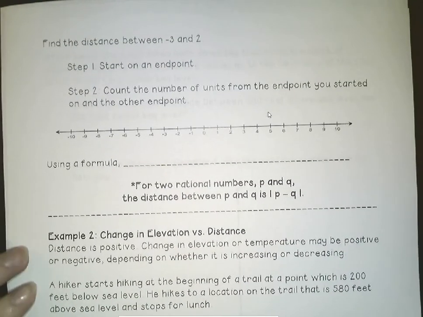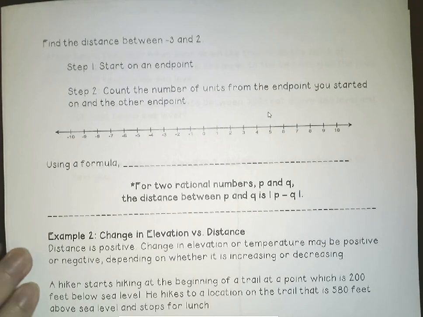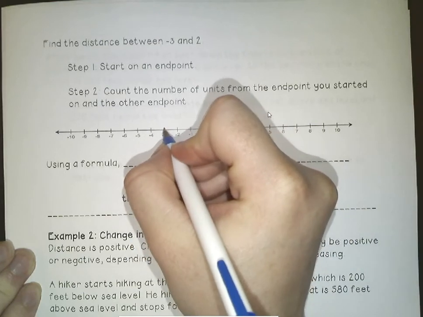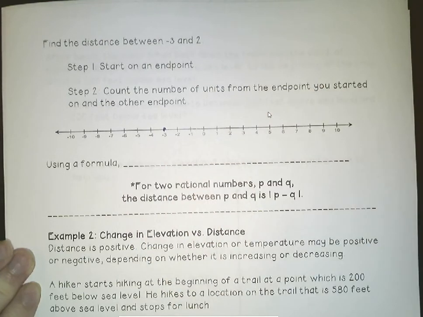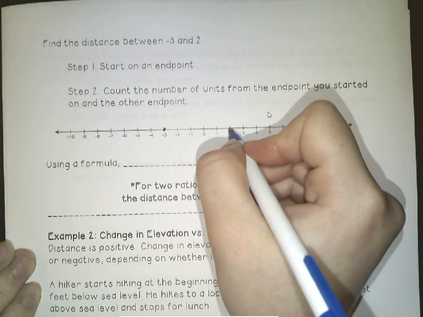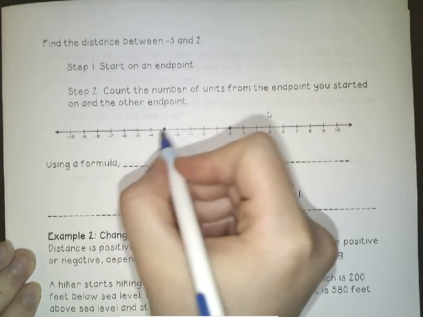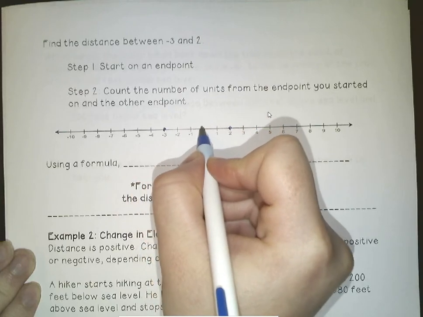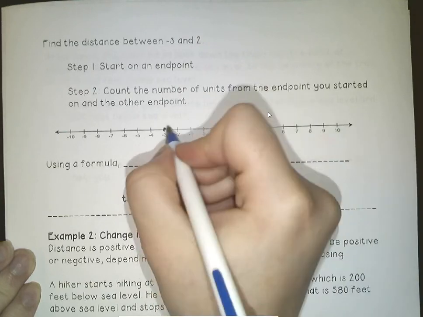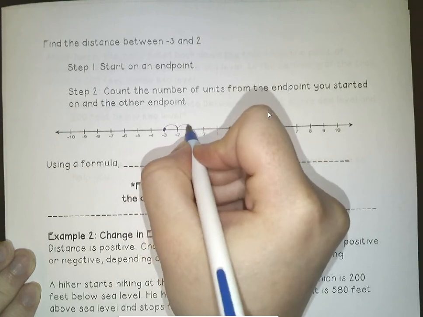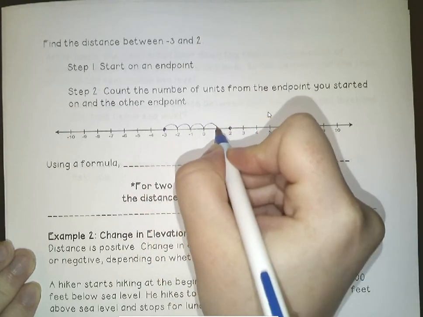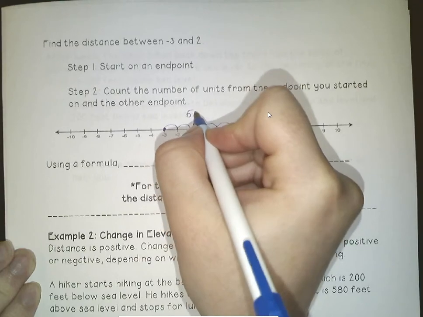All right. Find the distance between -3 and 2. So our step 1 starts on an endpoint. So any endpoint, -3, right here. Count the number of units from the endpoint you started on and the other endpoint. So the other endpoint is 2. We're counting the number of units. 1, 2, 3, 4, 5. So 5 units.